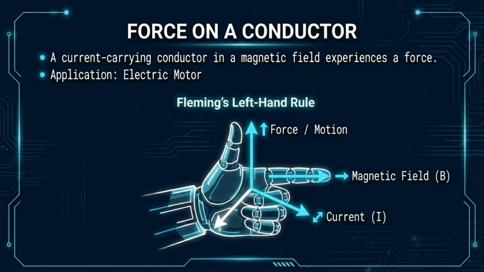A current-carrying conductor placed in a magnetic field experiences a force, which is the principle behind the electric motor. Fleming's left-hand rule helps determine the direction of the force, the magnetic field, and the current.